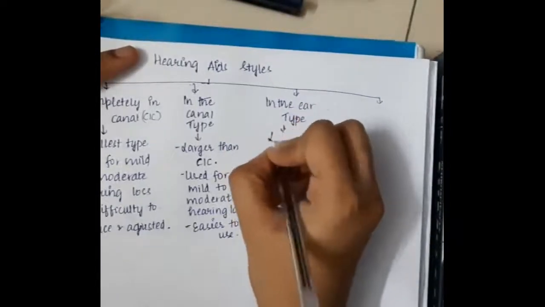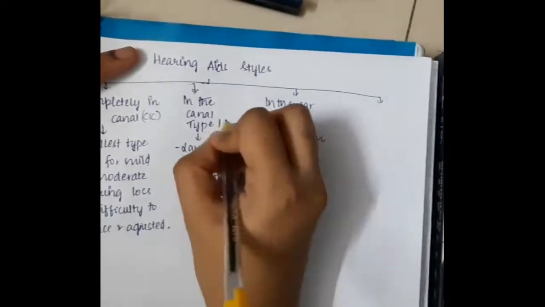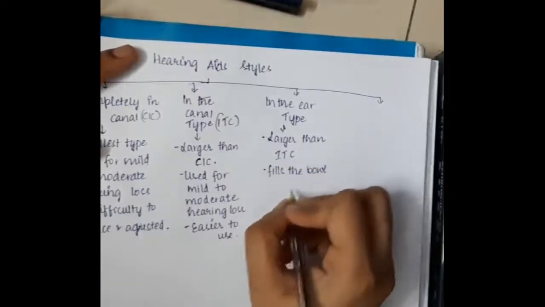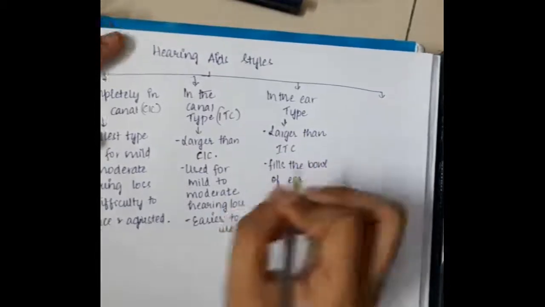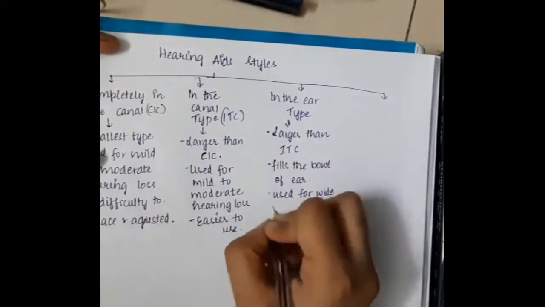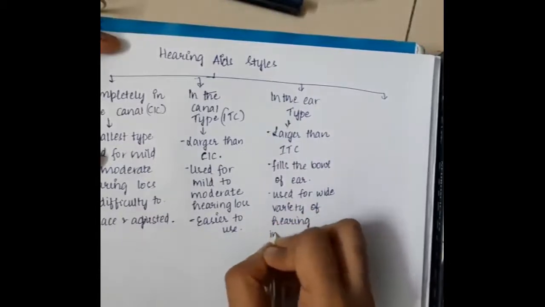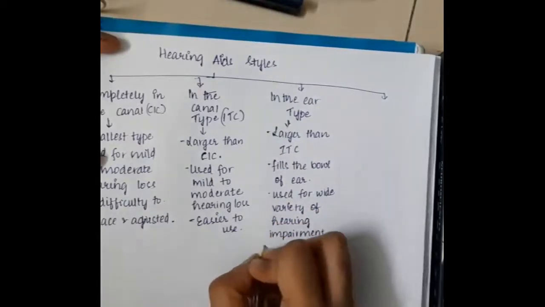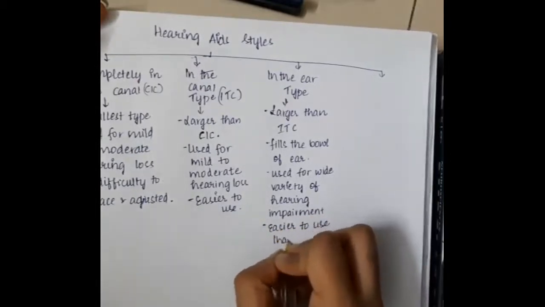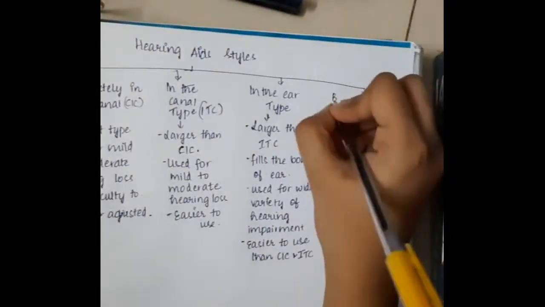Then we have the third one, which is the in the ear type. This is larger than the in the canal type. It will fill the ear and it is used for a wide variety of hearing impairment. This in the ear type is easier to use than completely in the canal or in the canal type.